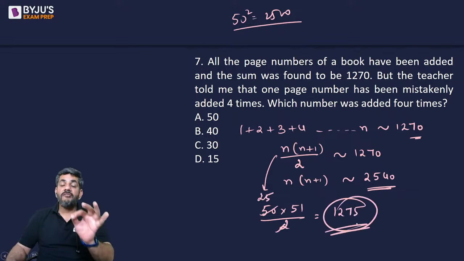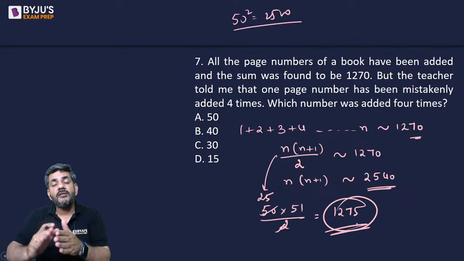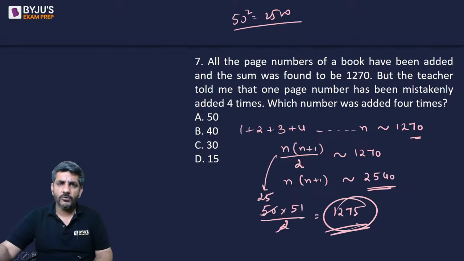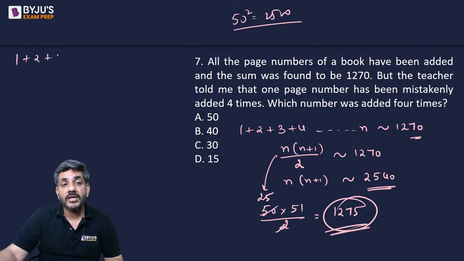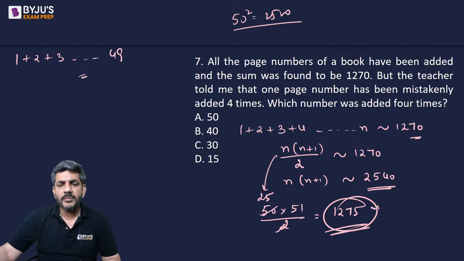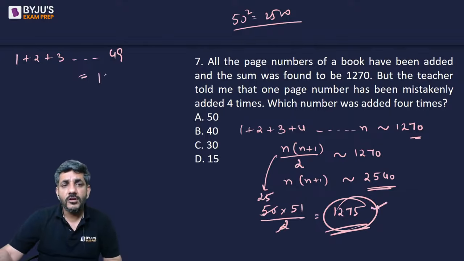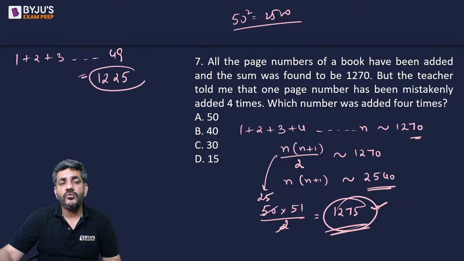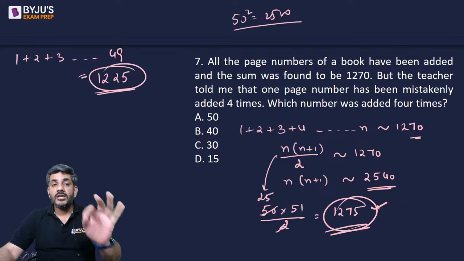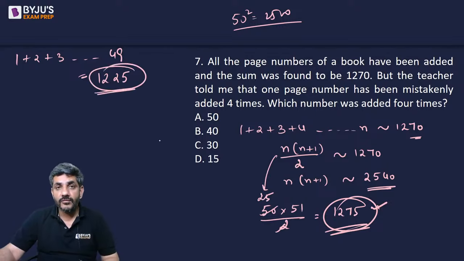तो अगर n 50 होता तो सम मेरा 1270 से हल्का सा बड़ा हो जाता, जबकि मुझे तो कम चाहिए. So that means if I take n as 49, 1 से लेके 49 तक का सम कितना आएगा? 50 तक का तो सम ये है ही, इसमें से 50 माइनस कर दो तो 49 तक का सम है 1225. Sum of first 49 natural numbers is 1225.